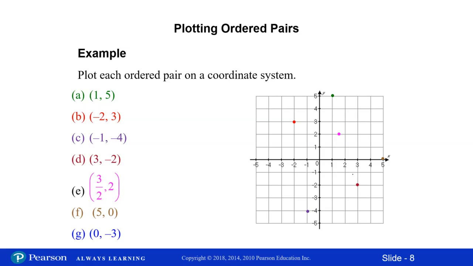Let's try one more, (0, -3). So 0 means you're not moving left or right anywhere, but for the -3, you will go down below on the y-axis. So this is your (0, -3). This finishes the lecture on how to plot the ordered pair and how to find out if the ordered pair is a solution or not.